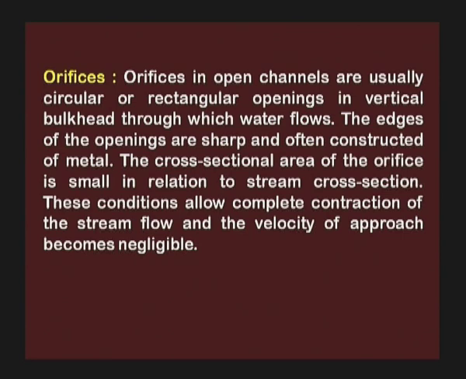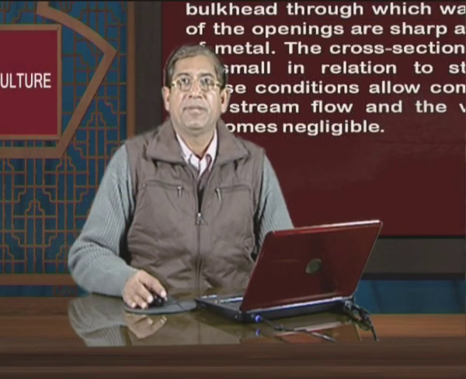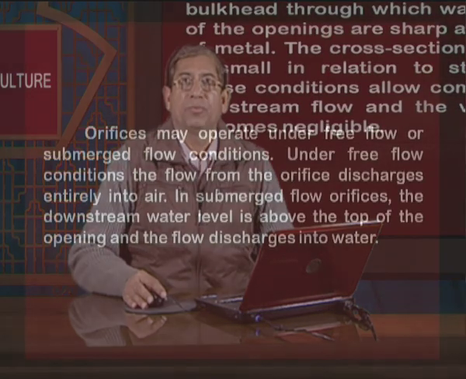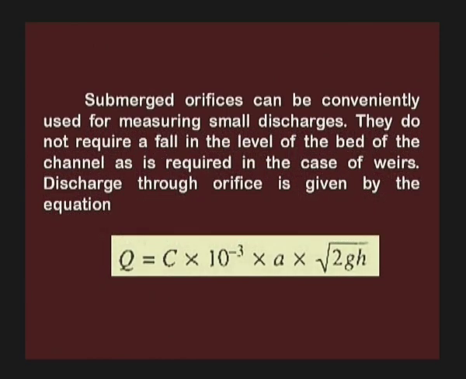Orifices are generally used for measurement of small streams. In orifices, the diameter of the orifice is always less than the cross-sectional area of the stream. Orifices may operate under free flow or submerged flow conditions. Under free flow conditions, the flow from the orifice discharges entirely into air. In submerged flow orifices, the downstream water level is above the top of the opening and the flow discharges into water. Submerged orifices can be conveniently used for measuring small discharges.